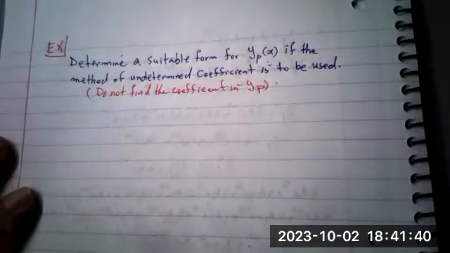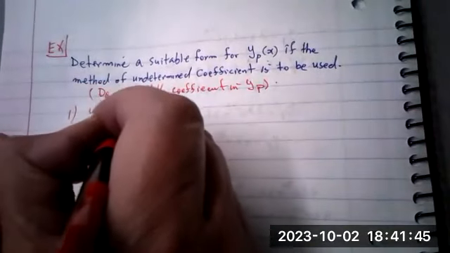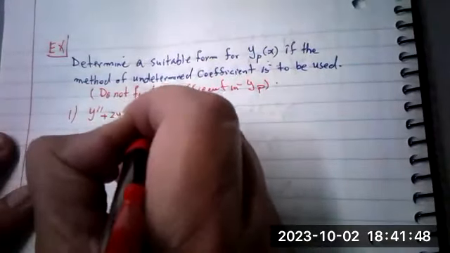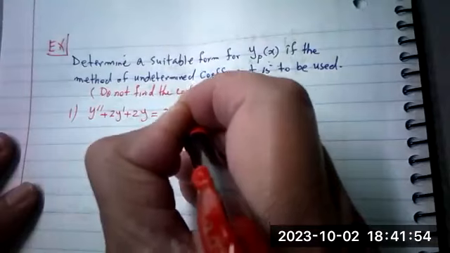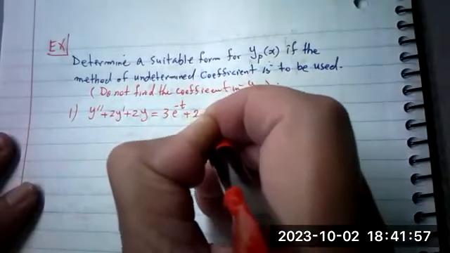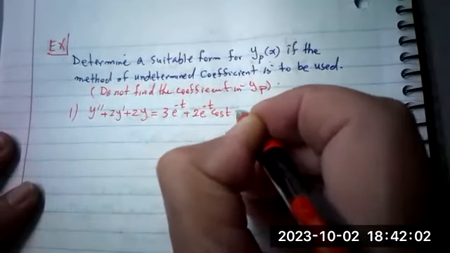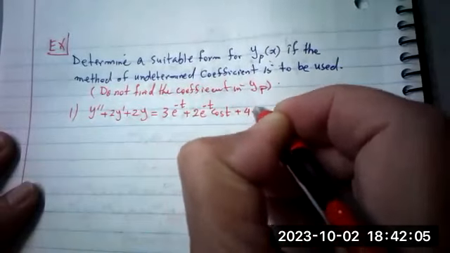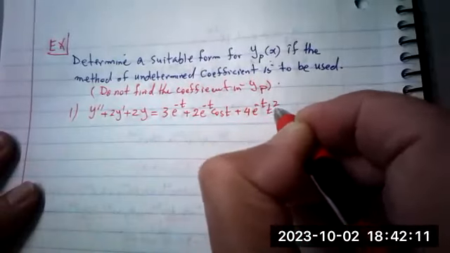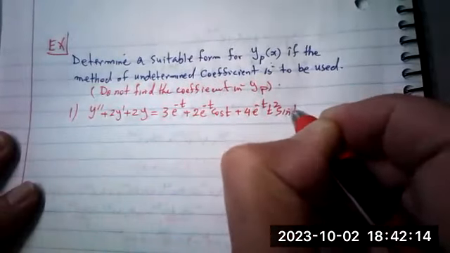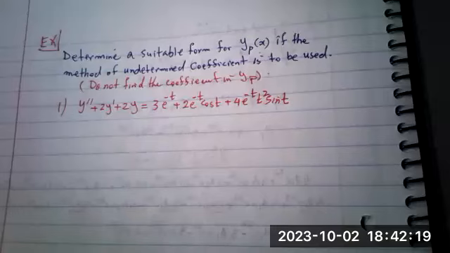So the first one, suppose this is your equation: y double prime plus 2y prime plus 2y equal to 3e to the negative t plus 2e to the negative t cosine t plus 4e to the negative t, t squared sine t. You see, this is the given equation. We would like you to write the yp only.